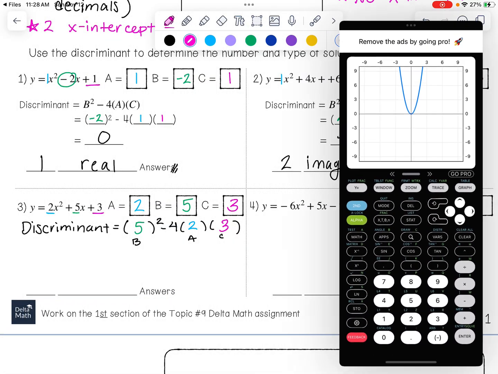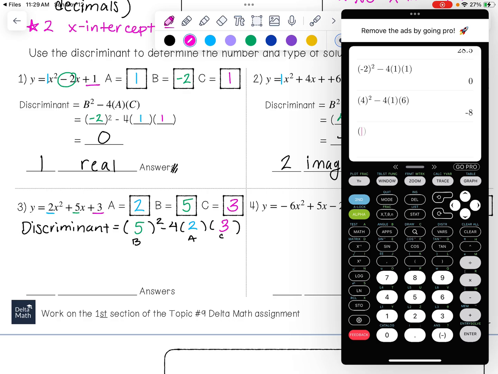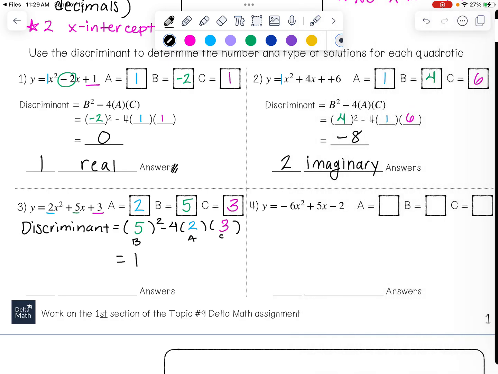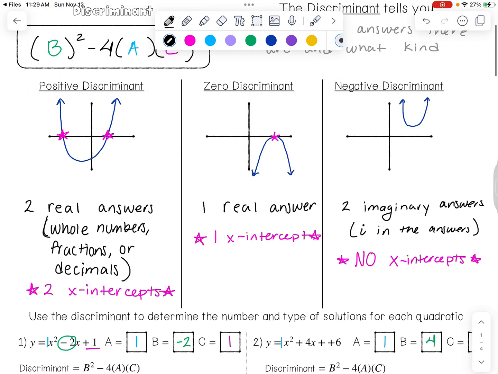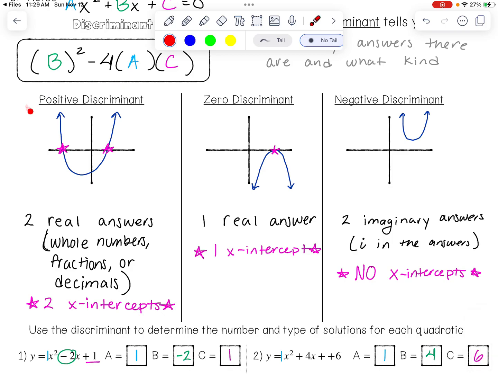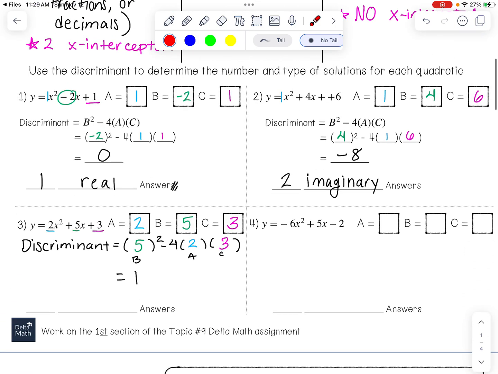We pull out our calculator. So 5 squared minus 4 times 2 times 3. Double check I typed it right. We hit enter. We get an answer of 1. So 1 is a positive answer. So if I have a positive discriminant, it means I have 2 real answers. I'm going to have 2 x-intercepts on my graph.